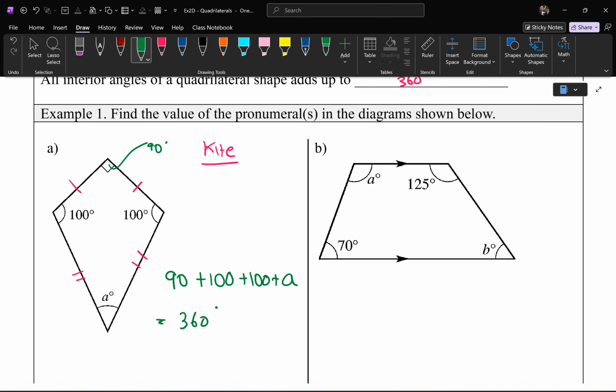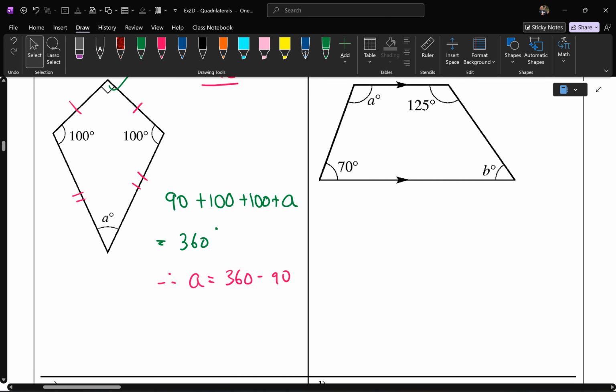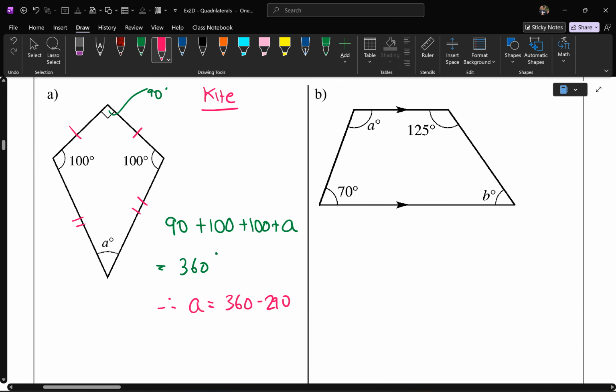Let's work it out. 100 plus 100 is 200. 200 plus 90 is 290. So how much more do I need for A to be in order to get 360? Aaron? 70. Very good. So therefore, A equals 360 minus 290, which is the leftover. And that's how we then get 70 degrees for A.